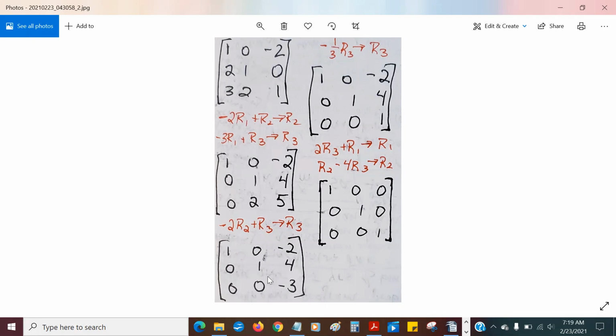Anyway, let's continue on the steps. -3 times R3 becomes my new R3. And then finally, I add 2 R3s to R1, that's the new R1. I subtract 4 R3s from R2. And there I go, I have my beautiful identity matrix. And that's how that works. Very nice, very simple, very elegant, very beautiful.